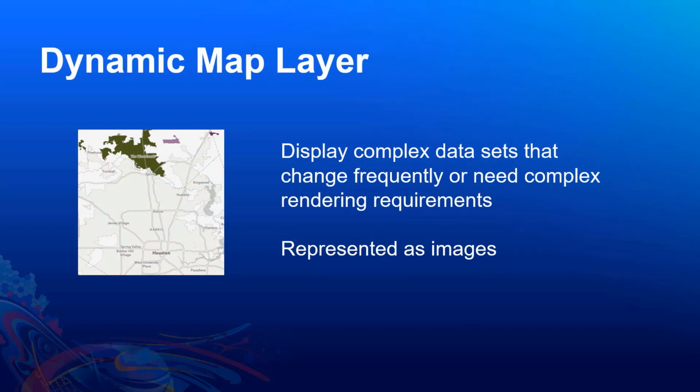We also have the dynamic map layer, which helps you display very complex data sets that change frequently or need complex rendering requirements. So these layer types are rendered on the server and sent to the client as an image. And this allows your users to interact with your maps and dynamically change the layer's appearance and behavior in your map service. Dynamic map layers are best for very, very complex data or massive volumes of data that need to be computed on the server without actually streaming that raw data to the client.